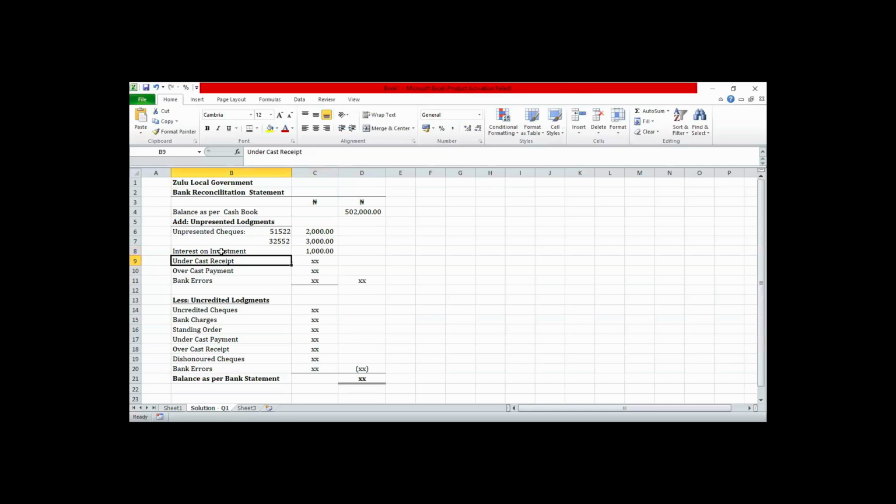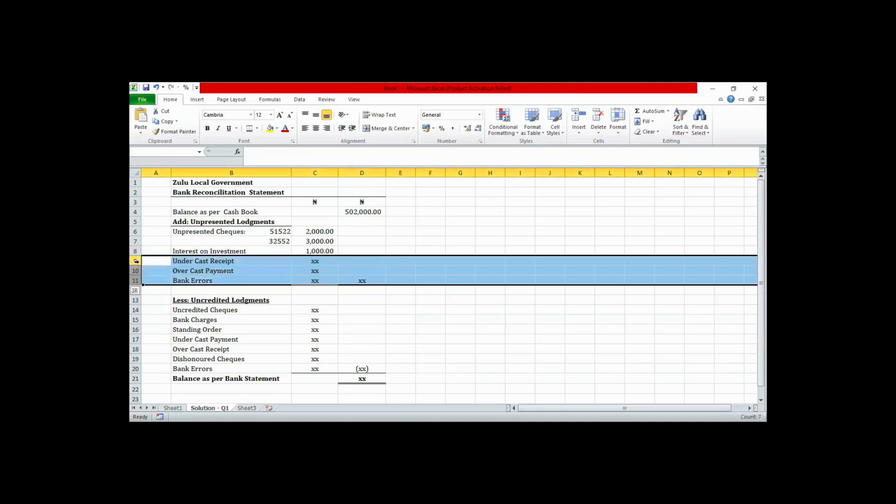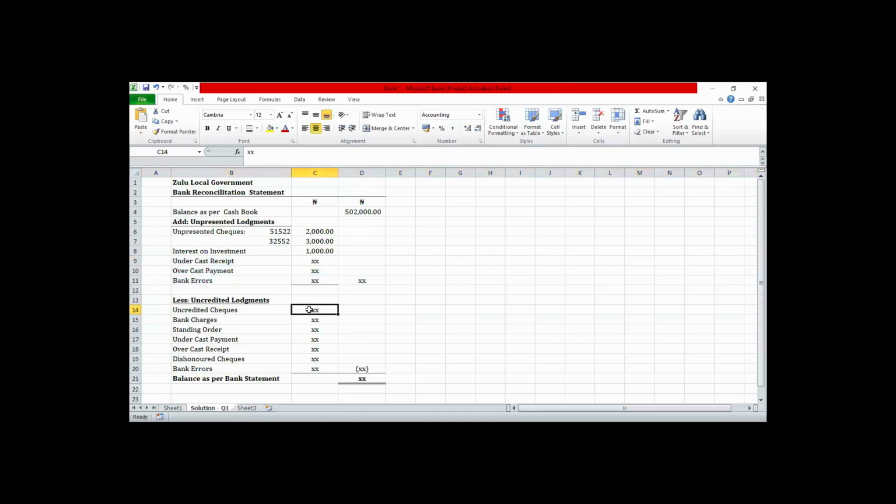A sum of 2,000 naira paid into the bank was credited only after the bank statement was issued. That one is what? Uncredited check. Is that clear? Yes, sir. Put it here, uncredited check. How much? 2,000 naira. Okay. What else again?